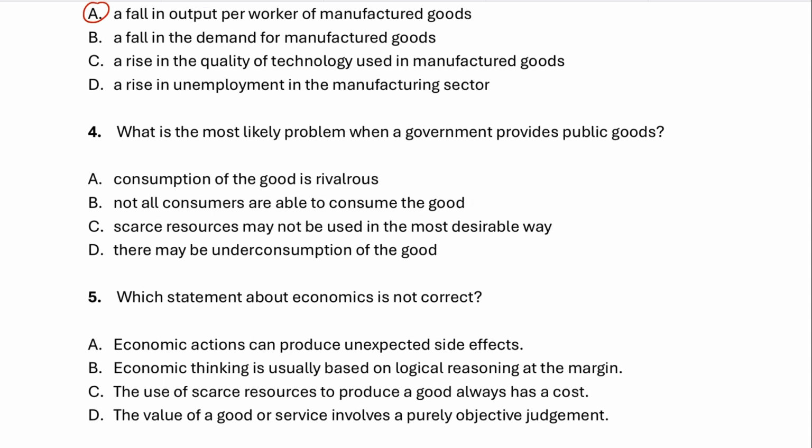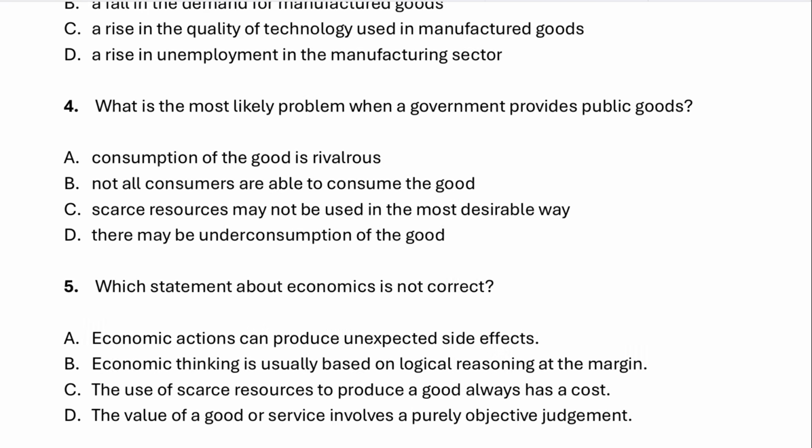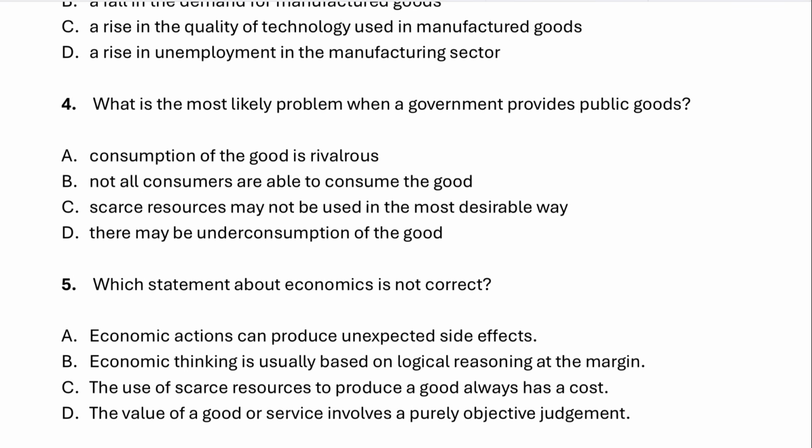Question number 4 says, what is the most likely problem when a government produces public goods? Now we know that public goods are non-rival and non-excludable, right? So A says consumption of the good is rivalrous. This is wrong because public goods are non-rival. B says not all consumers are able to consume the good. This is incorrect as well because public goods are non-excludable, meaning that people cannot easily be prevented from consuming them. So this is incorrect. C says scarce resources may not be used in the most desirable way. Now you need to understand that for public goods there is a completely missing market.